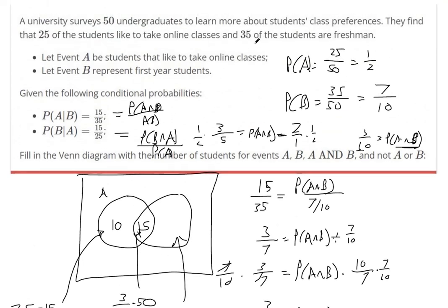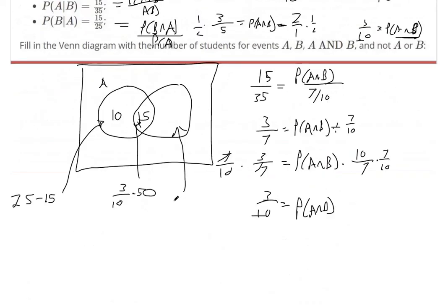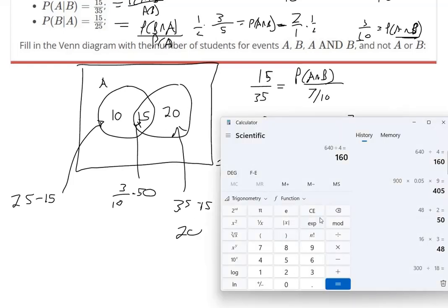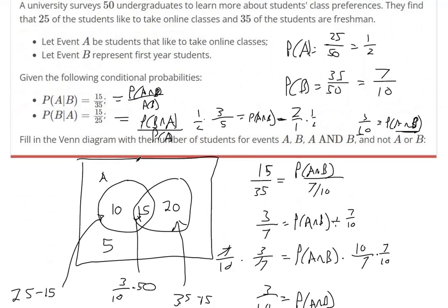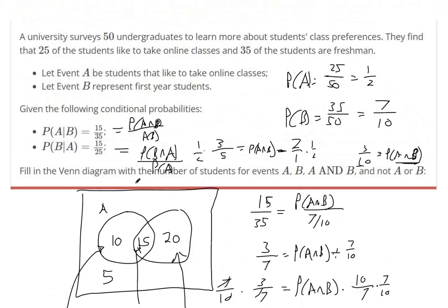B, they told us, is 35 students that are freshmen. But 15 were already in the intersection. So when we subtract those two, we get 20. So 20 fits over here. And if these don't add up to 50, then the last number needs to be on the outside. So 10 plus 15 plus 20, that's 45 inside the circle. So that means there's 5 left over that are neither of those two criteria. There we go. We filled out the Venn diagram now.